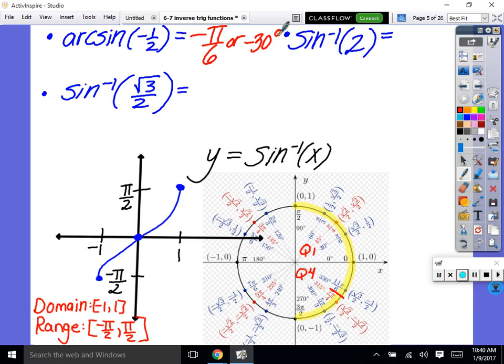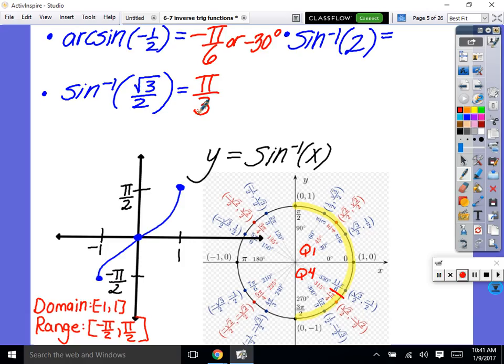So sine inverse of the square root of 3 over 2. That means what angle has the sine value of square root of 3 over 2? Pi thirds. Positive, so it's pi thirds. Now look, there was another answer where that was true, right here, 2 pi thirds, but that wasn't in the domain. That wasn't in our range, I mean. I always say that wrong. That wasn't in our available output, so we have to put our answers in the correct interval.